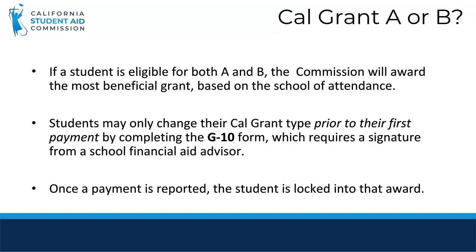Students may only change their Cal Grant program prior to their first payment by completing the G10 form, which requires a signature from the school financial aid advisor, certifying that they consulted with the student regarding the change. The financial aid advisor will review the student's financial aid package to see if it would be in the student's best interest to switch Cal Grant programs. Some factors that the financial aid advisor might consider are tuition-only scholarships, tuition remissions, veterans benefits, or other sources of funding.